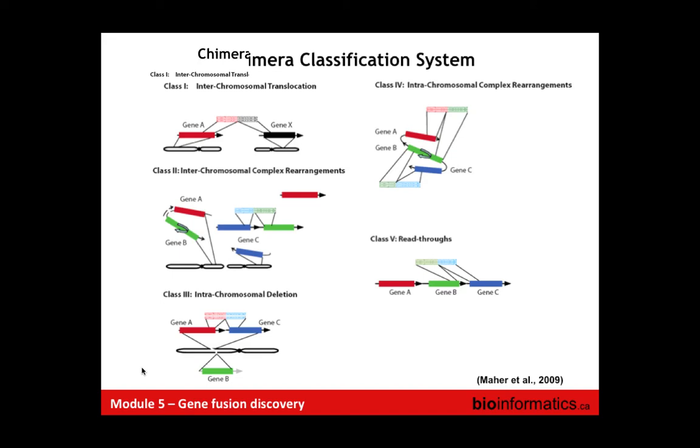Similarly, you can have intra-chromosomal rearrangements like deletions. So you can have a big chunk of the chromosome drop out and then fuse two genes together that would normally be quite distant. And again, there can be complex rearrangements occurring within a chromosome that can cause fusions. And then you can have read-throughs, which can be caused by splicing, where you're getting transcripts that are just reading from one gene into the next gene through, let's say, aberrant splicing. And that can look like a fusion. You may or may not be interested in those. Some of those might be biologically interesting, and some of them might just be noisy transcription that causes false positives in your data.